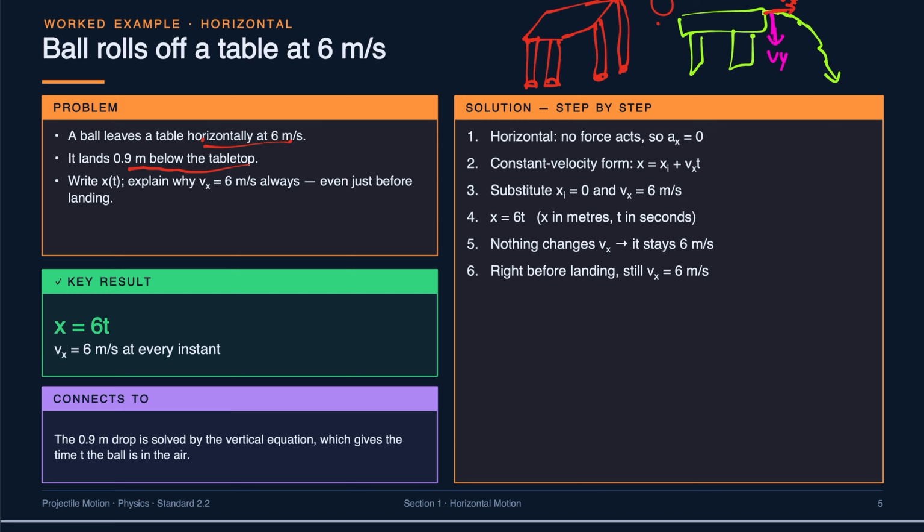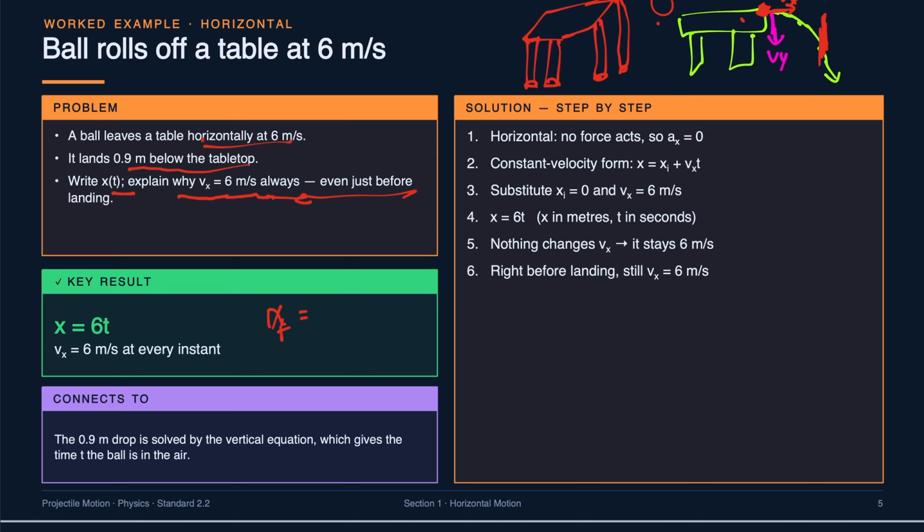It lands 0.9 meters below the tabletop. So 0.9 meters below the tabletop. Write x of t and explain why vx equals 6 meters per second always, even just before the landing. So that means xf is equal to x initial plus vx t.